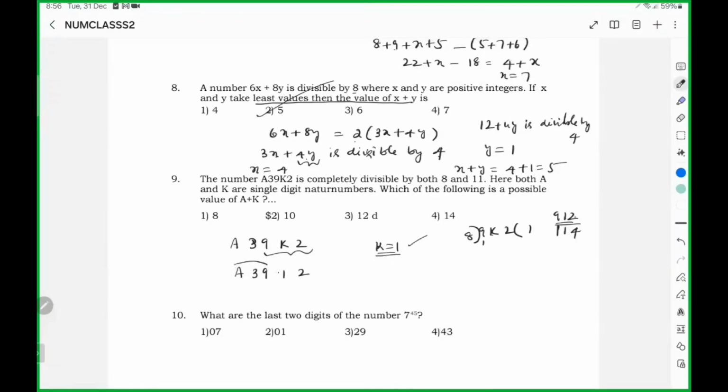So here, for divisibility by 11, 11 plus A minus 4, this must be 7 minus A. So when it is divisible by 11, the least value of A is 7. Then A plus K will be 7 plus 1, which is 8.